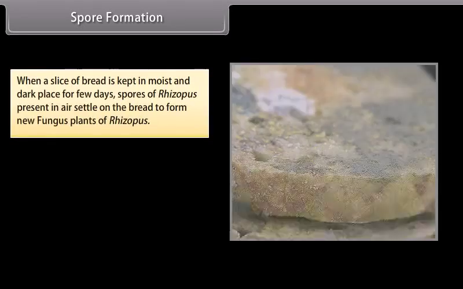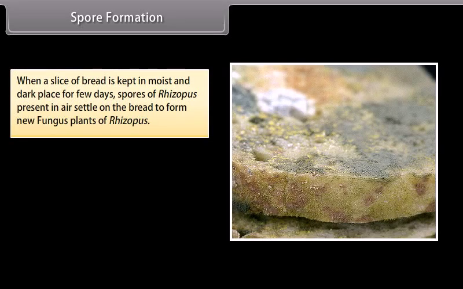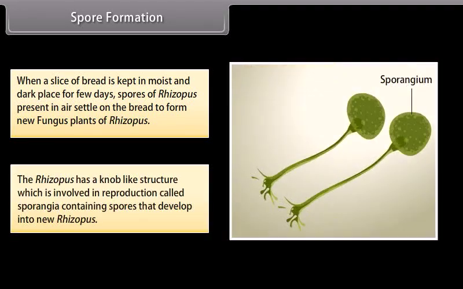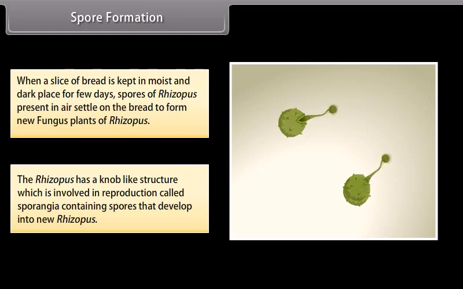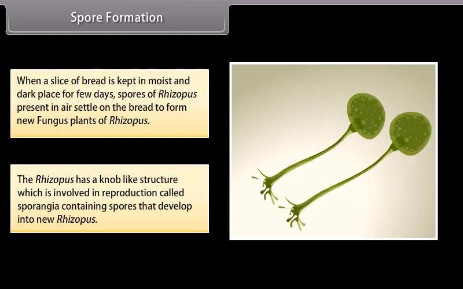Spore formation. When a slice of bread is kept in a moist and dark place for a few days, spores of rhizopus present in the air settle on the bread to form new fungus plants of rhizopus. The rhizopus has a knob-like structure involved in reproduction called sporangia, containing spores that develop into new rhizopus.